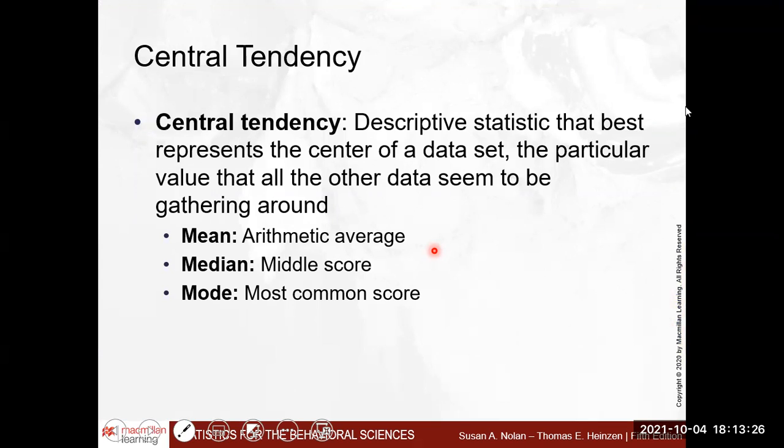So the central tendency is a descriptive statistic that allows us to show and describe the center of the data. It shows you values that represent the center, whatever that means. The mean, for example, represents the arithmetic average. What that means, we'll discuss in a second. The median determines the middle score, which is the score of all the data points that is right in the middle. And then you have the mode, that essentially is the most common score.